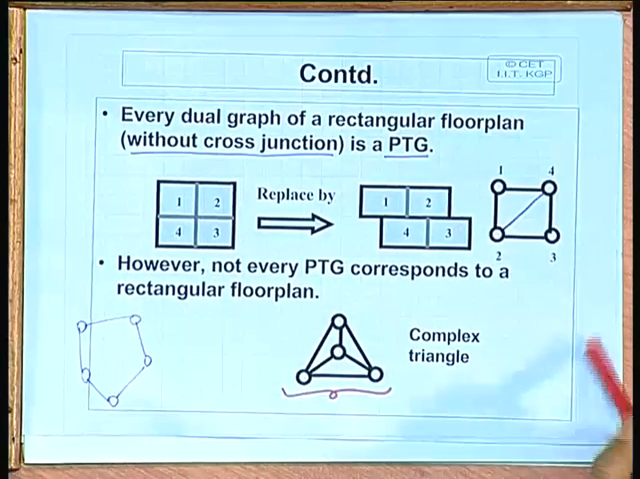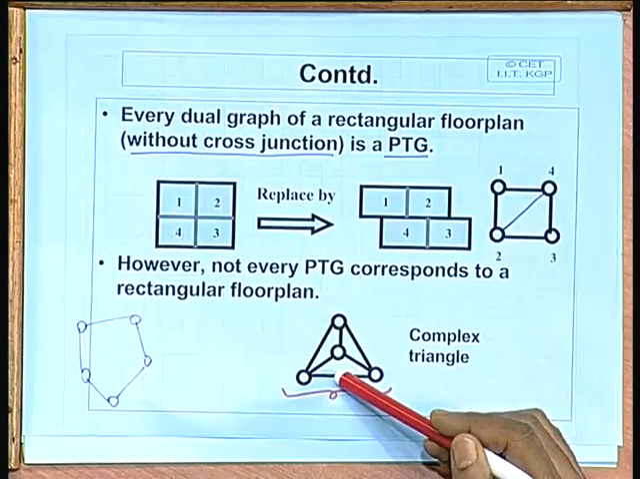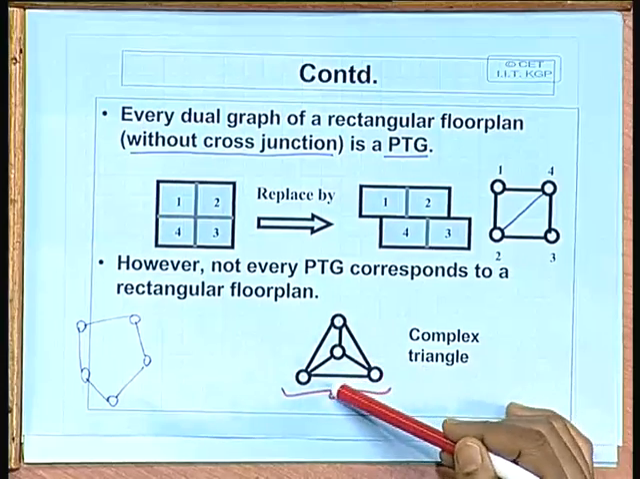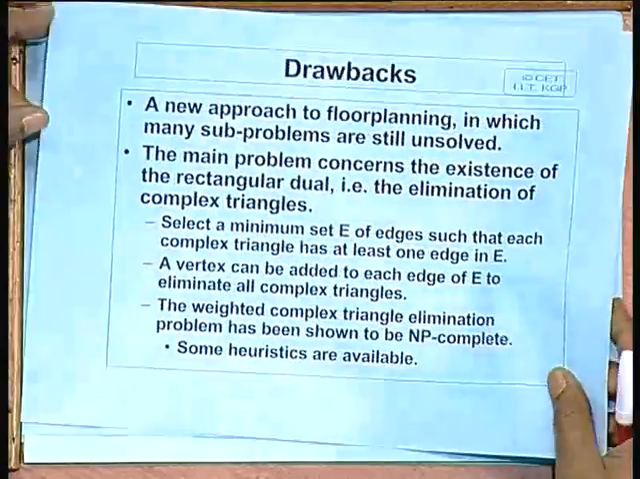So, starting from the graph, the first step is to have only triangulated faces. The second problem is that if there is a complex triangle, you will have to handle it. So now let us see how we can handle a complex triangle.